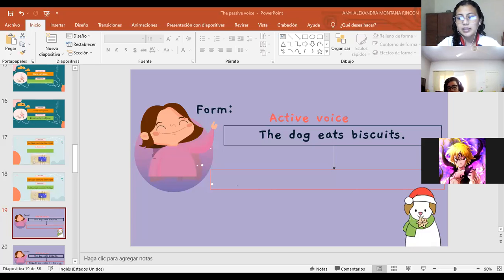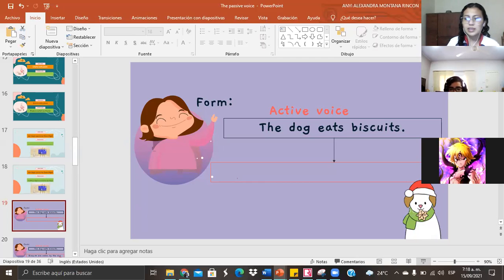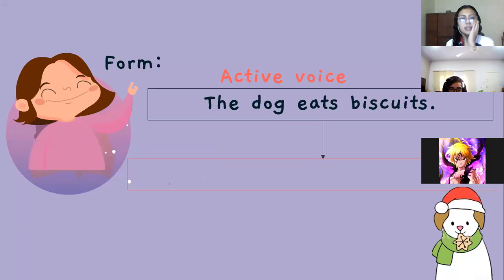Here we have an active sentence. We're going to change this active sentence into a passive voice sentence. So here we have: The dog eats biscuits. Remember that. Tell me, how would it be? Biscuits is ate by the dog.